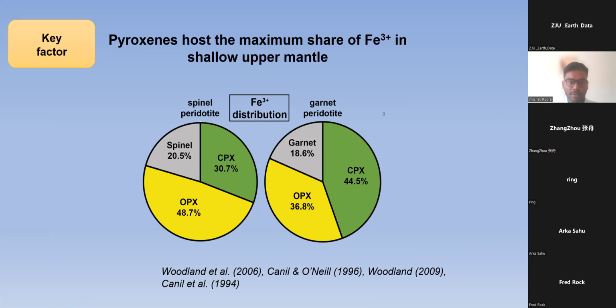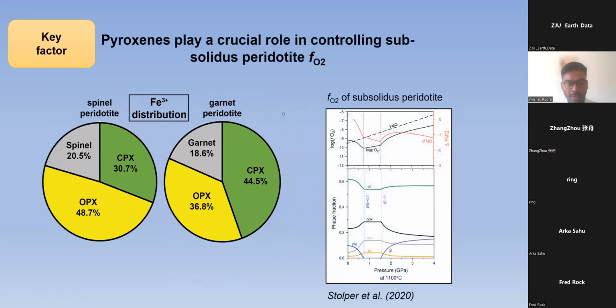So in order to understand how ferric iron partitions during partial melting of pyrrhotite, we need to understand how ferric iron behaves during partial melting of CPX and OPX. Right, so these are our main phases of interest for our purposes. And not only are these the main reservoir of ferric iron in the upper mantle, they also indirectly affect the oxygen fugacity of the upper mantle.